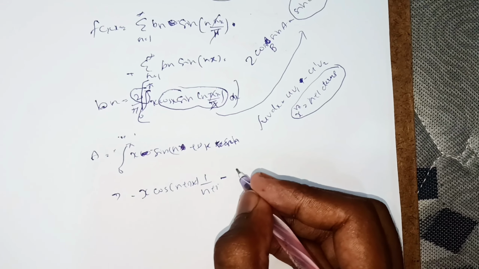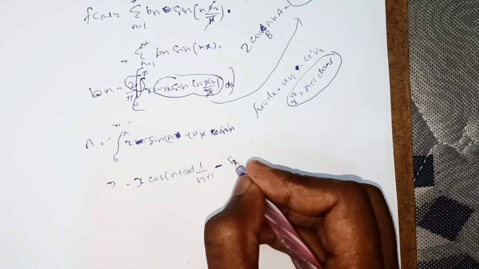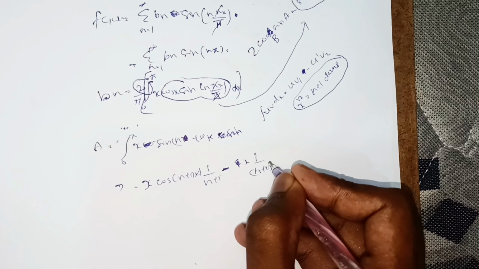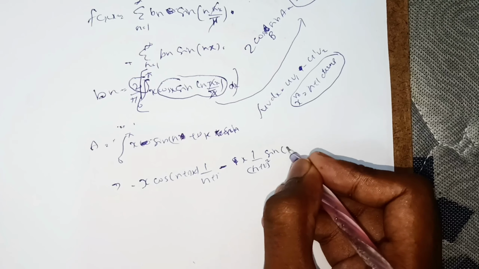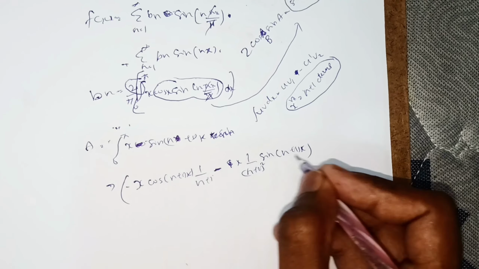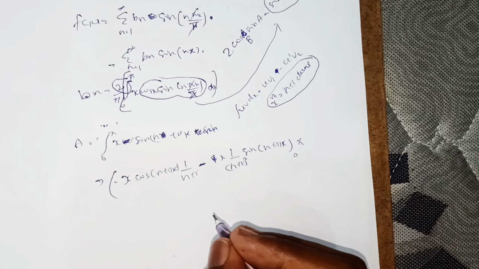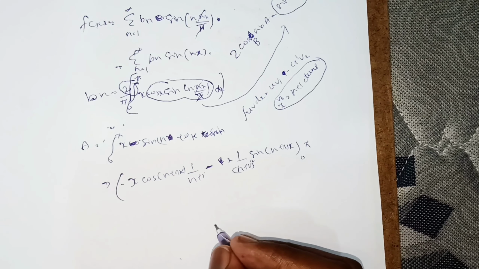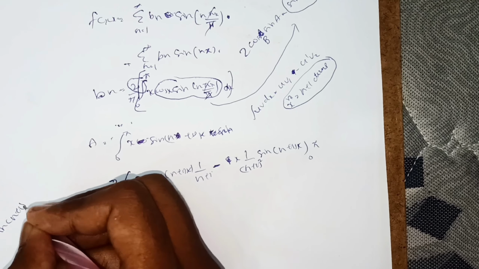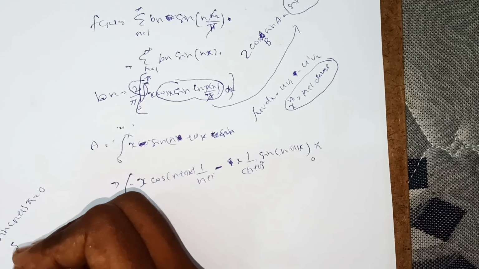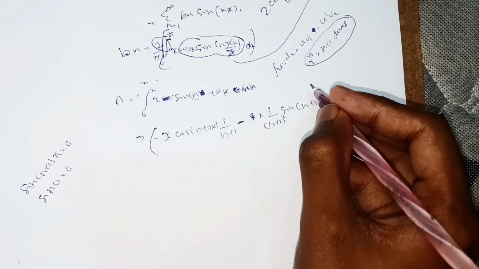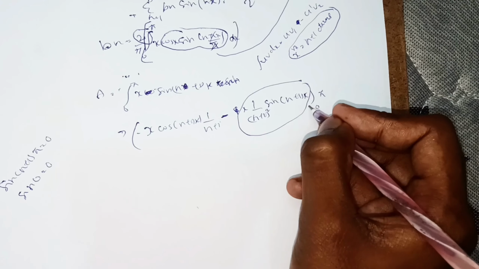So next, minus x into 1 by n plus 1 whole square, sine of n plus 1 x, in the interval 0 to pi. Here sine of n plus 1 pi equal to 0, and sine 0 is also 0. So this total term will become 0 for the interval 0 to pi.